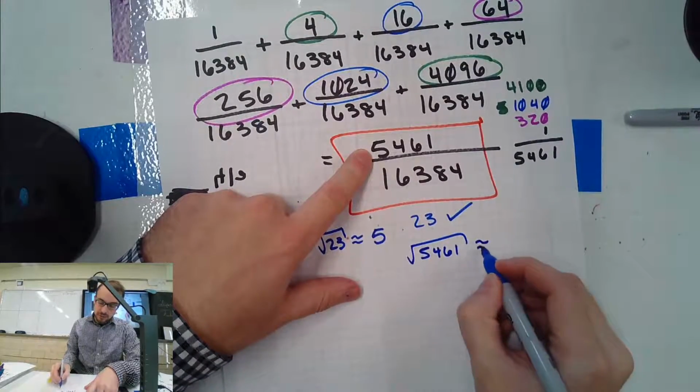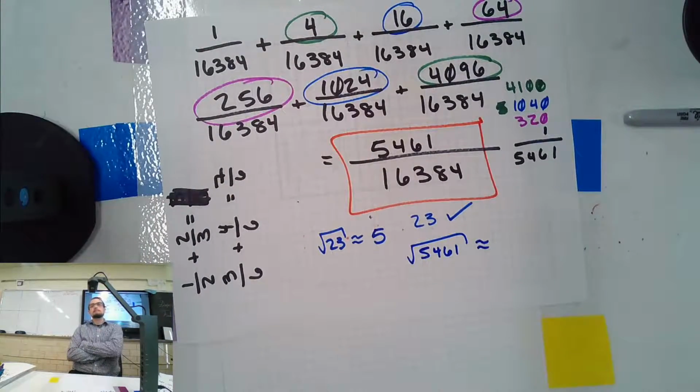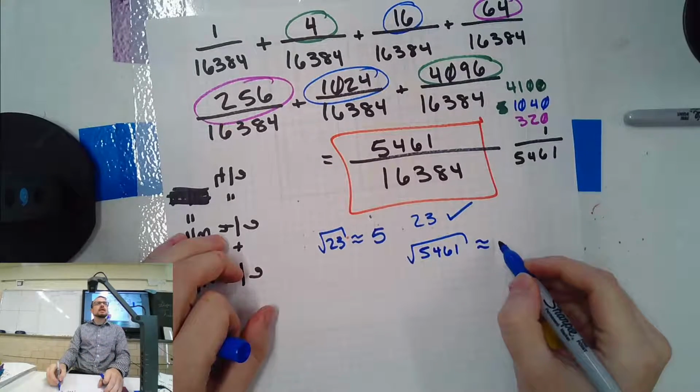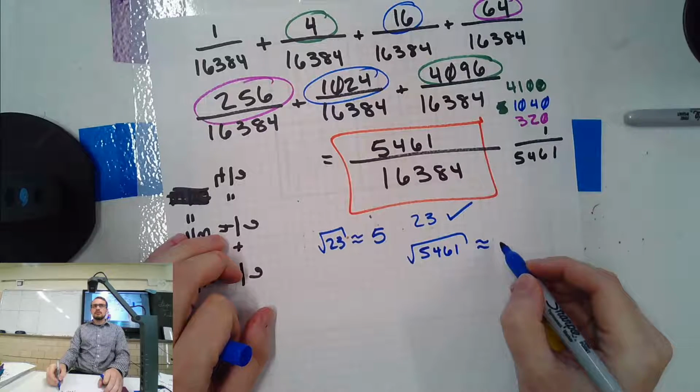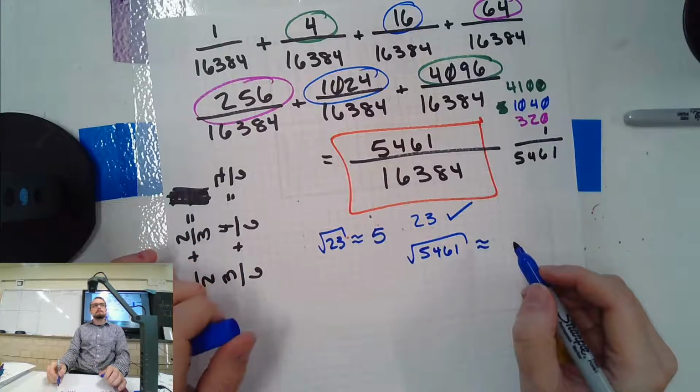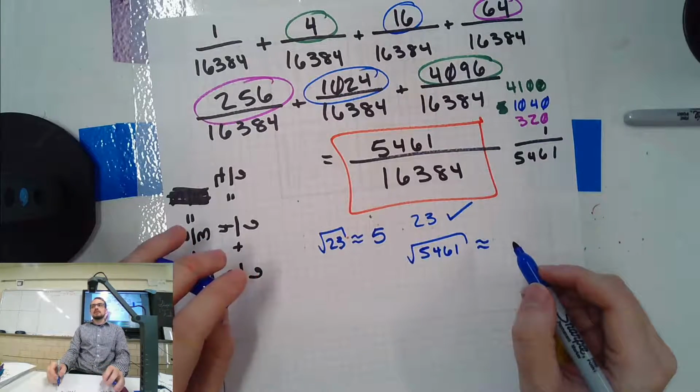Somebody tell me the root of 5461 approximately. At least 6. At least. Well, the root of 144 is 12. So it's going to be bigger than that. Correct me if I'm wrong. About 32? 32 times 32. 32? I might be wrong. What's the root of 5461? Why isn't my calculator working? Take your time, anybody.